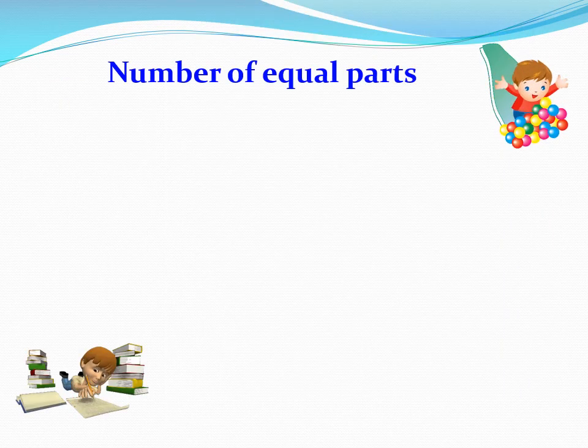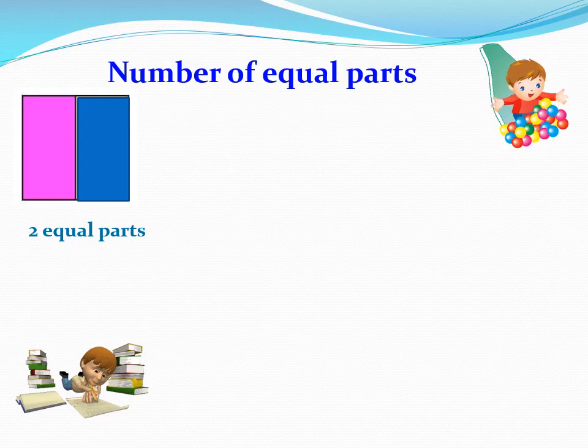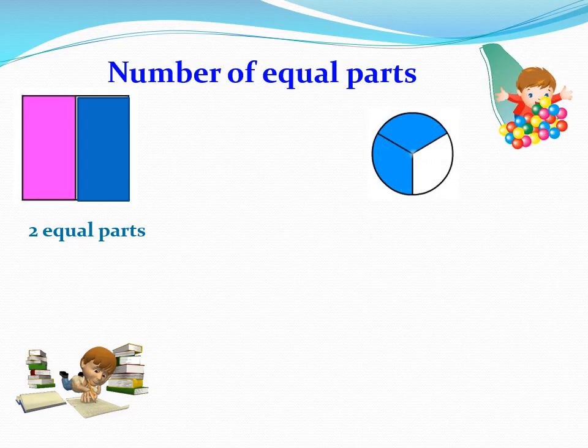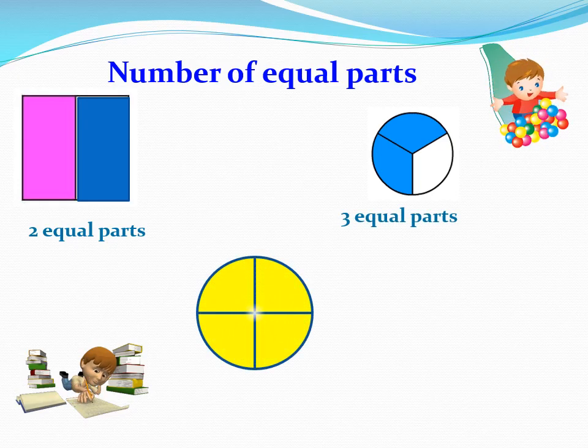Now, what is the number of equal parts? Here we have a square and we divided it into how many parts? 1, 2. So we have 2 equal parts. Now we have a circle and we divided it. How many parts here? 1, 2, 3. 3 equal parts. We have another circle. We divided it into how many parts? 1, 2, 3, 4. 4 equal parts.